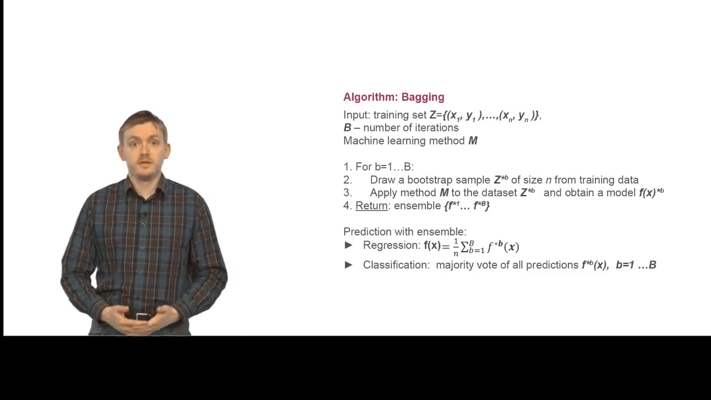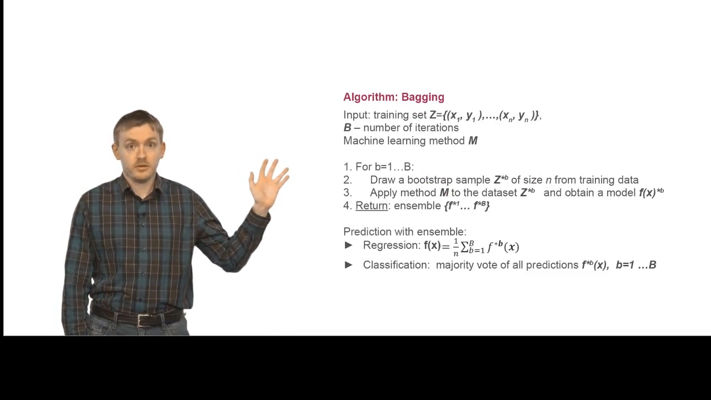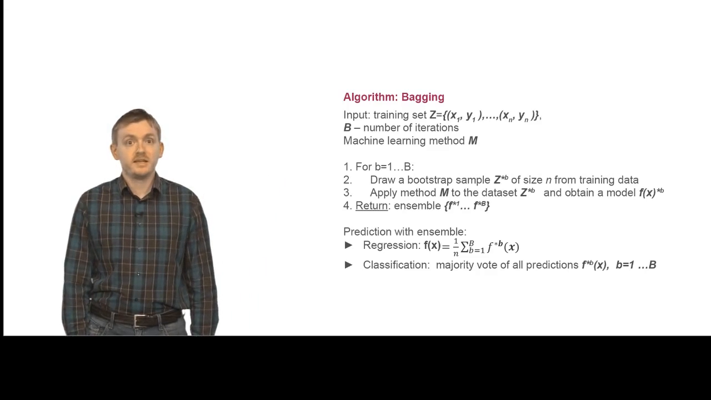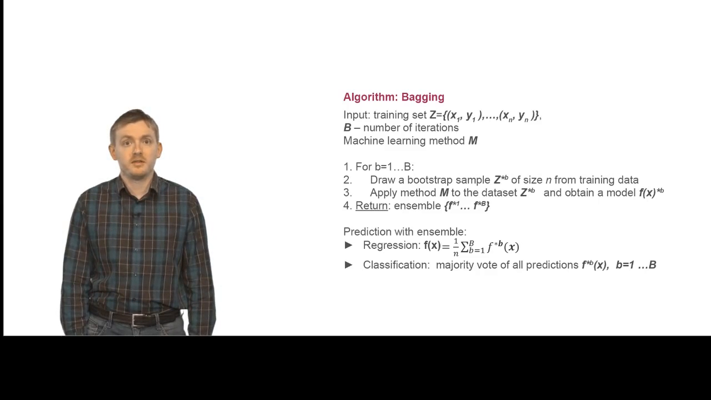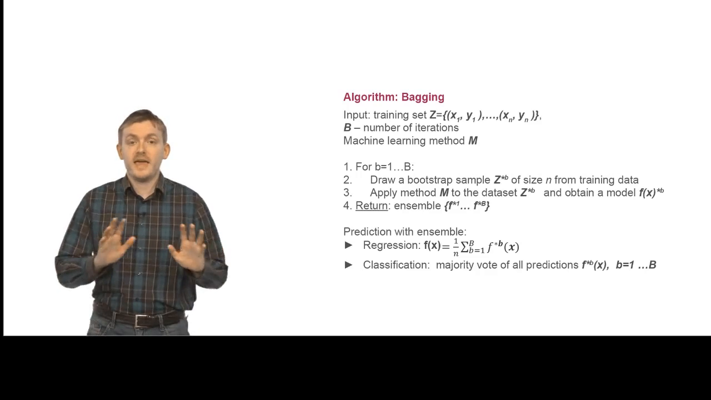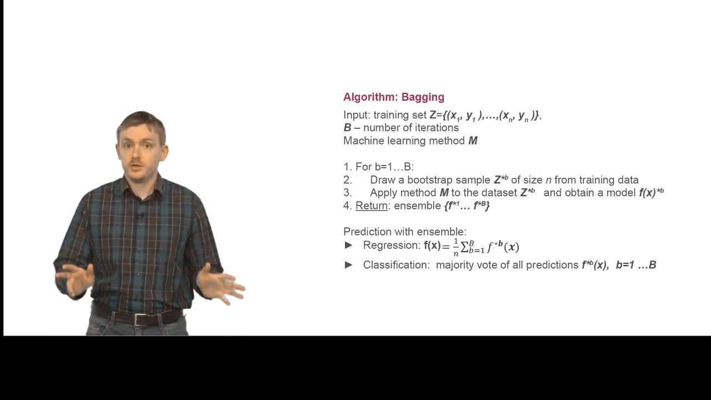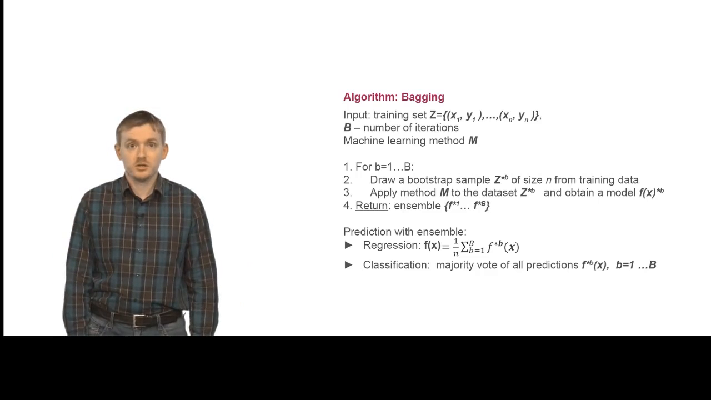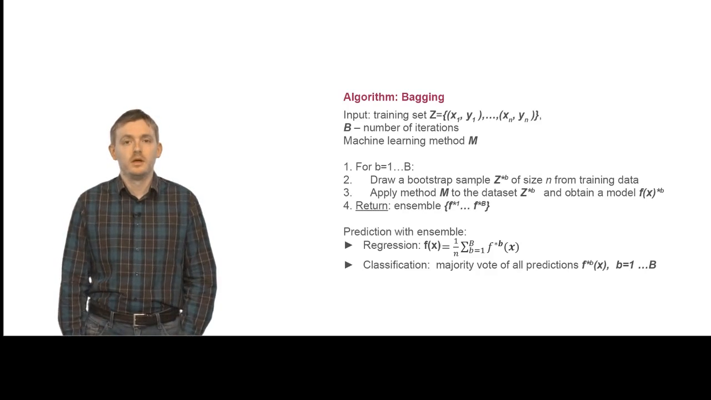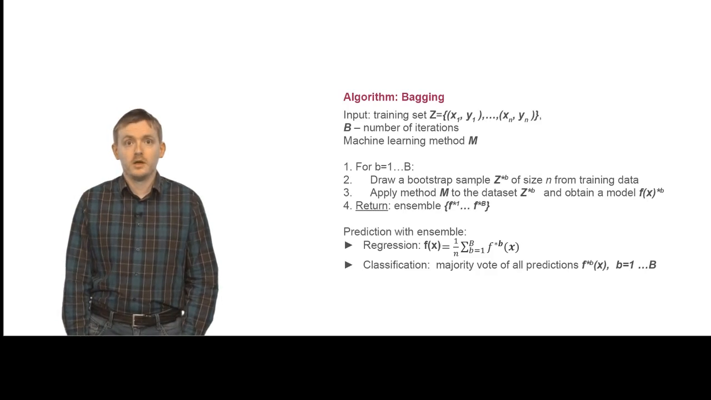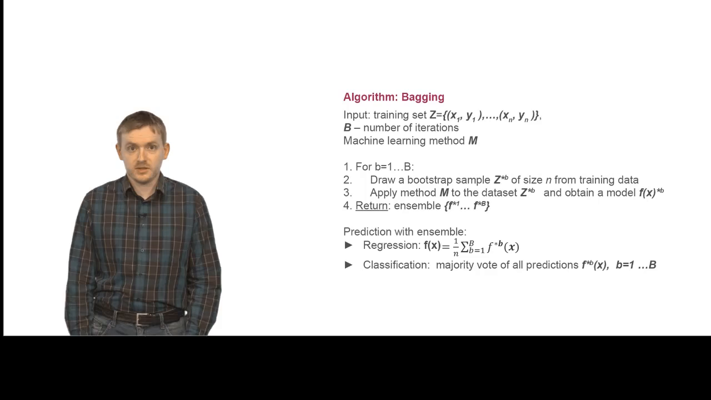Here is a formal definition of the bagging algorithm. You have a training data set Z, which consists of pairs x_i, y_i. B is a number of iterations. And you have a machine learning method M, which can be of any nature, for example, decision trees, linear regression, neural networks, support vector machine, anything.